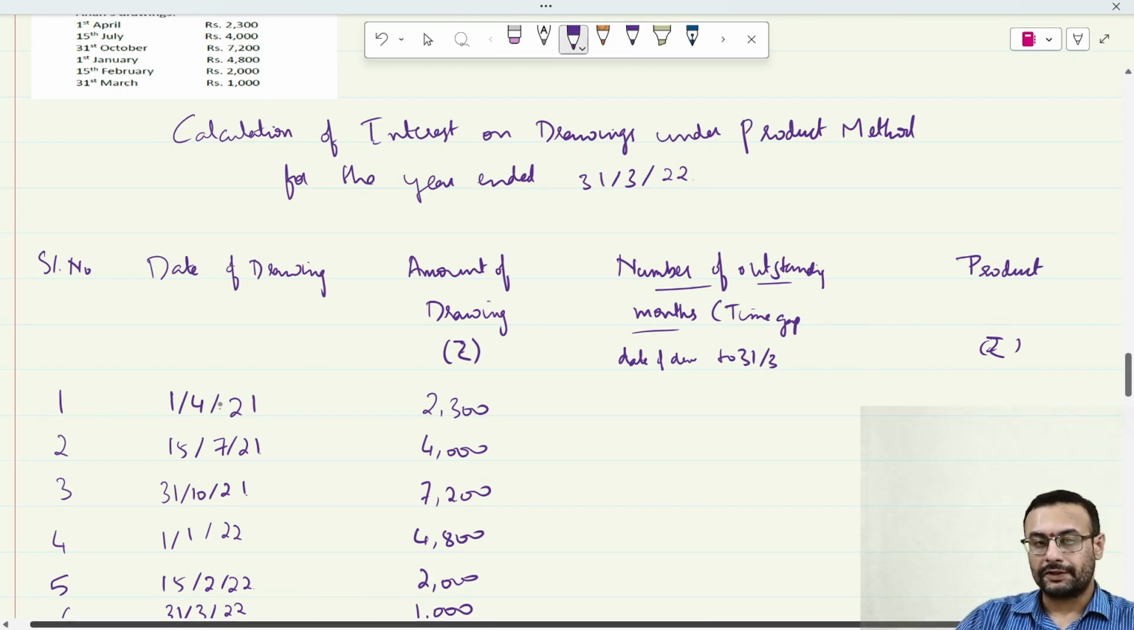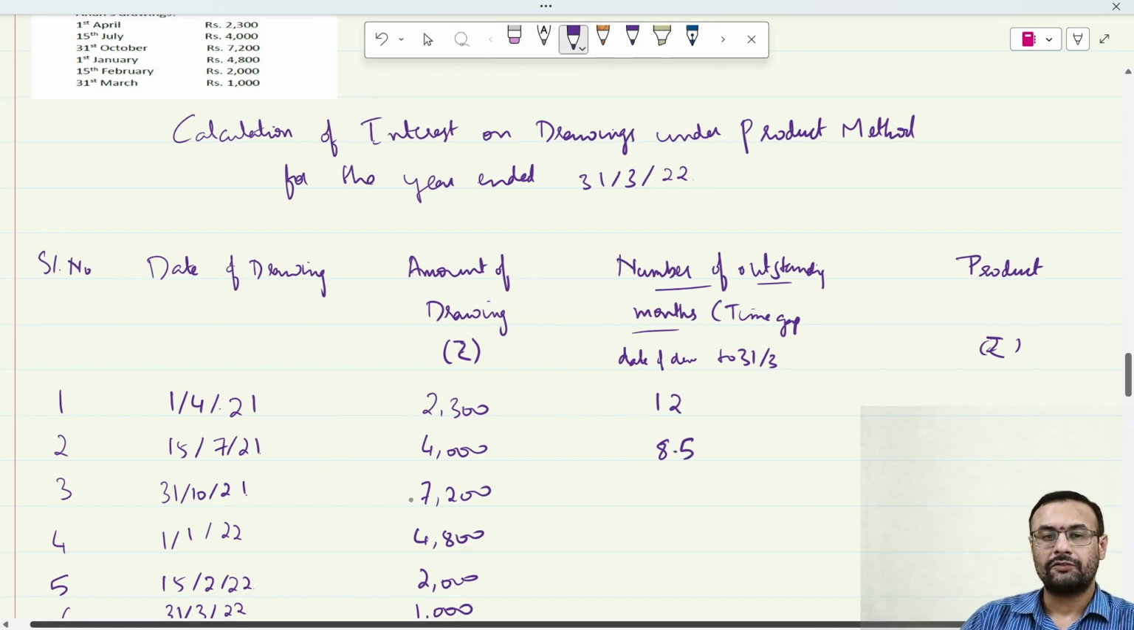Date of drawing of the first one is 1st April 21 up to 31/3/22. It will be 12 months. Then 15/7/21 to 31/3/22. Let us calculate. Now 15 days of July, you should add August, September, October, November, December, January, February, March. 8 months plus 0.5 months, because 15 days of July, 8.5 months.